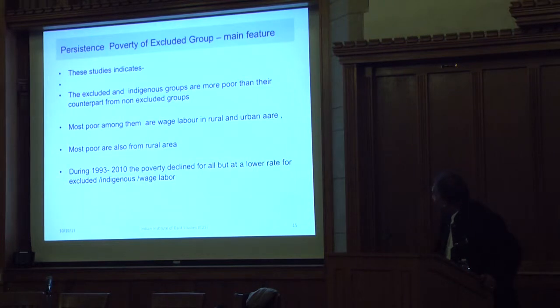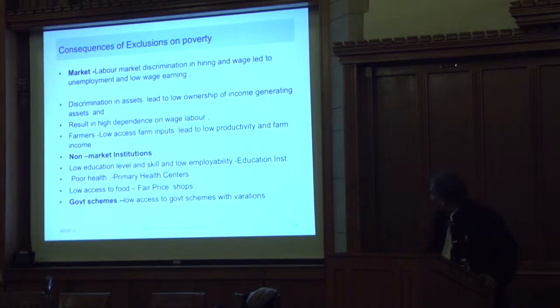Now, these studies indicate that the excluded and indigenous groups are poorer than their counterparts from non-excluded groups. Poorer among them are wage laborers in rural and urban areas. Most poor are also from the rural area, and during this period, 1993 to 2010, the poverty in their case has declined at a lower rate compared to others. What are the consequences? I think this is the most difficult job for us.